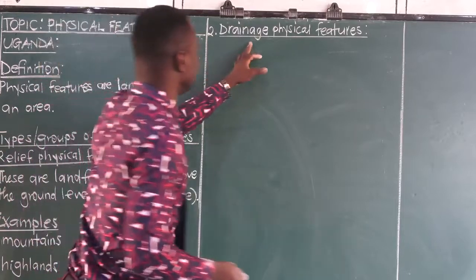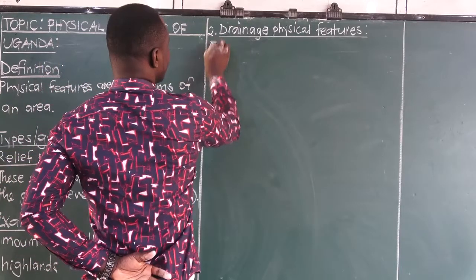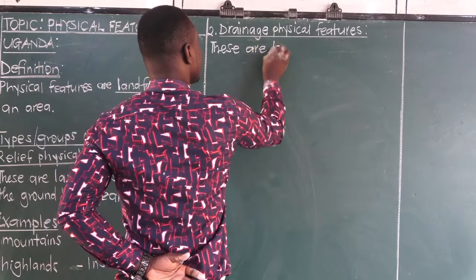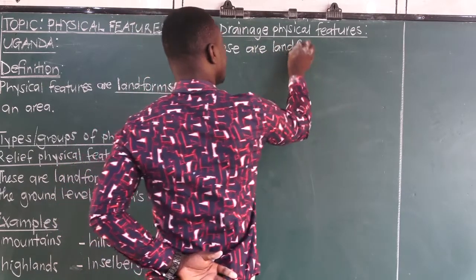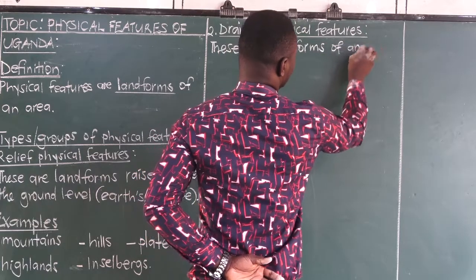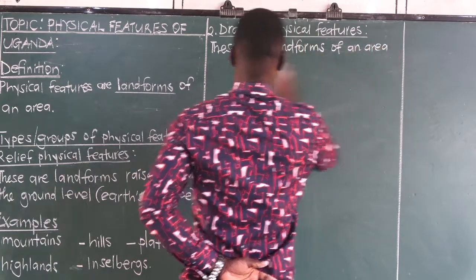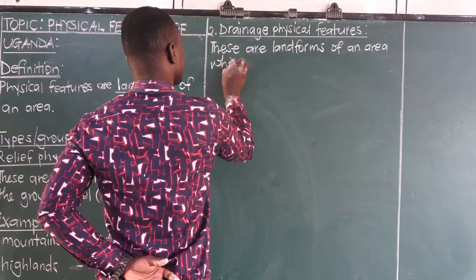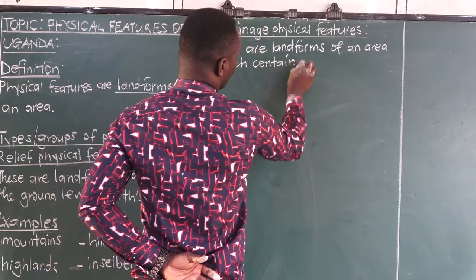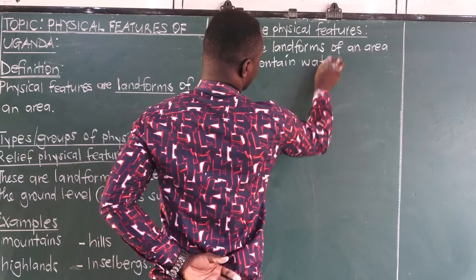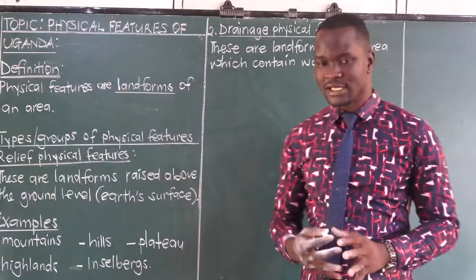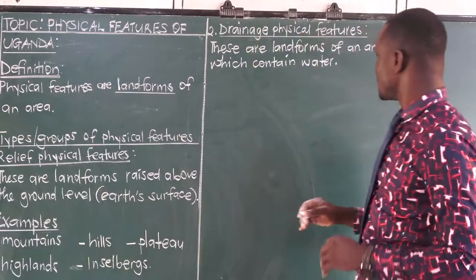Now, we have already given a definition. We are saying drainage physical features are landforms of an area which contain water. That is how simple this lesson is. Landforms of an area which contain water.